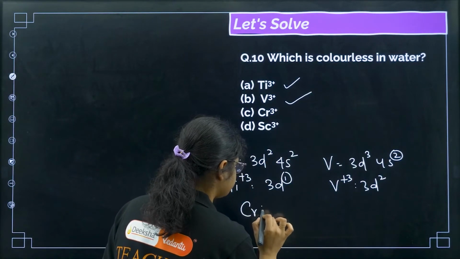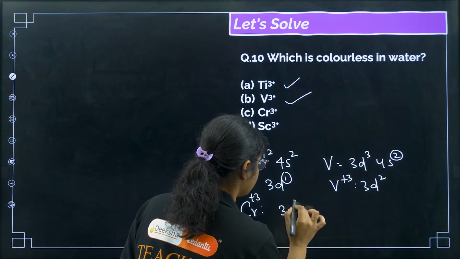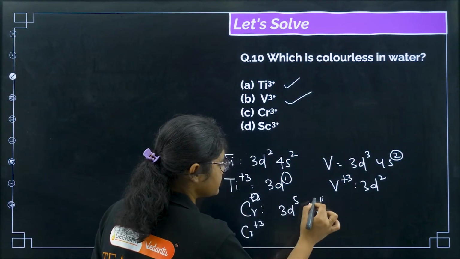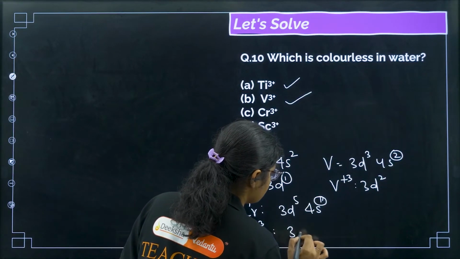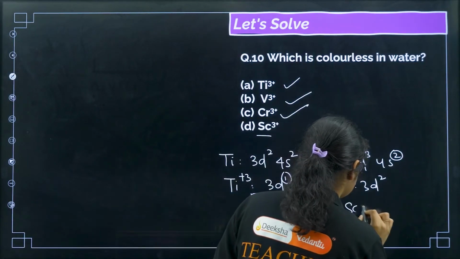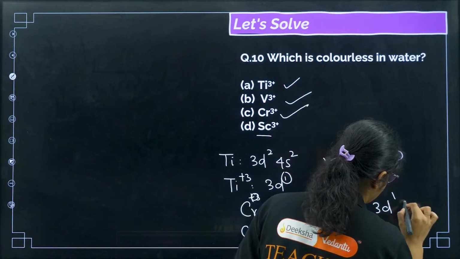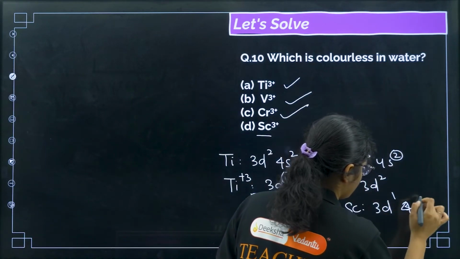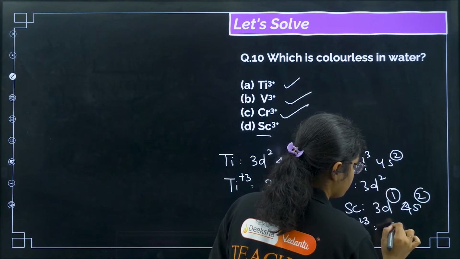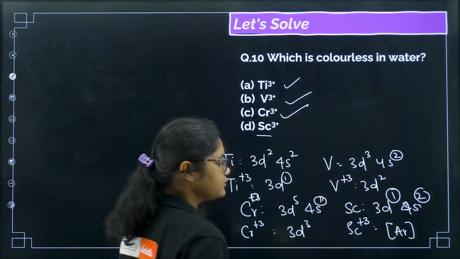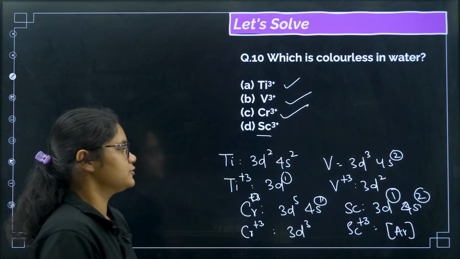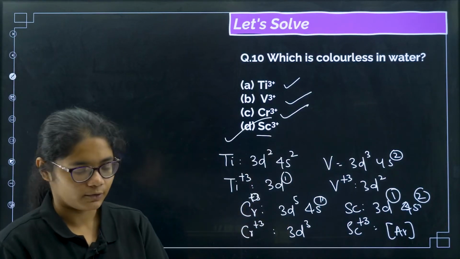Now chromium is 3d5, 4s1. Chromium 3 plus, 3 electrons you have to remove, 1 from here, 2 from here, it will be 3d3. Now scandium is 3d1, 4s2. Scandium 3 plus, 2 electrons will be removed from here, 1 electron from here, so we will get argon. Here you see there is no unpaired electron. If no unpaired electron, no d-d transition, no color. The colorless compound is option D, okay.